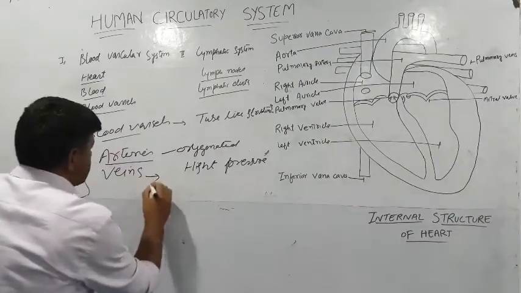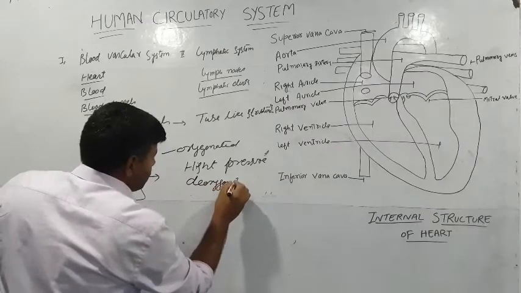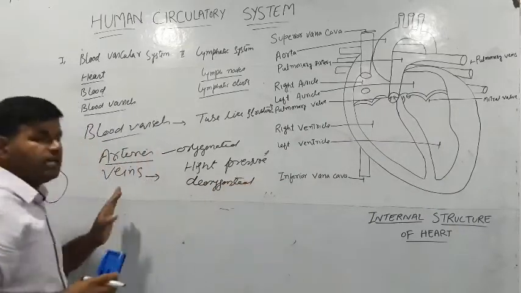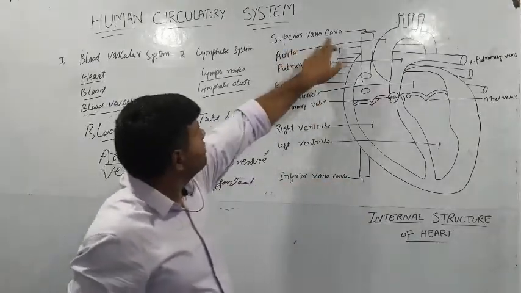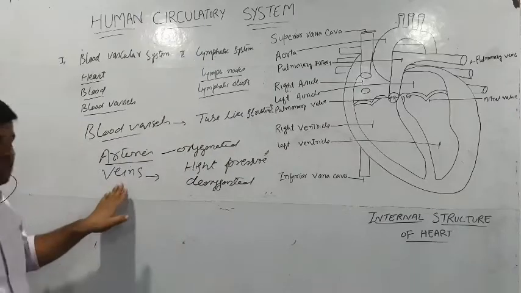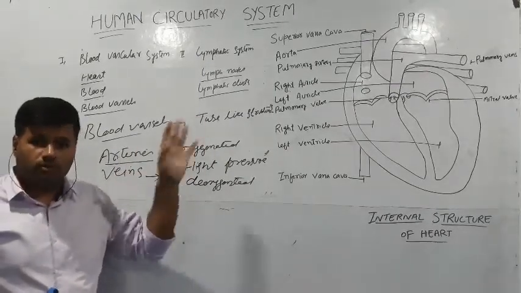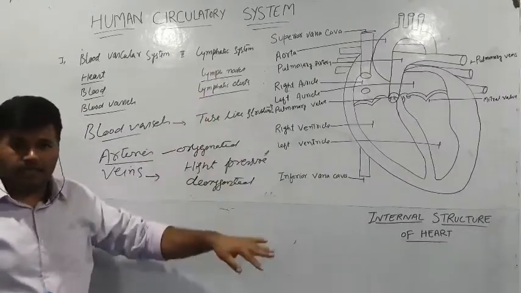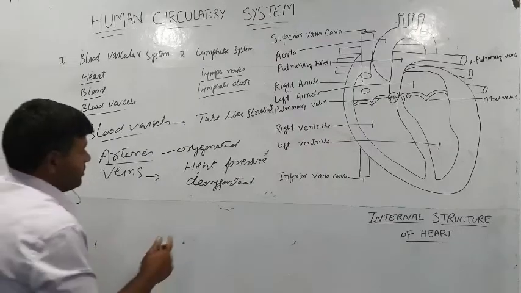Now we have veins. Veins carry deoxygenated blood in our body. Here you can see the inferior vena cava and the superior vena cava. These two veins collect deoxygenated blood from the upper body part and the lower body part. The pressure of the blood in these veins is low.